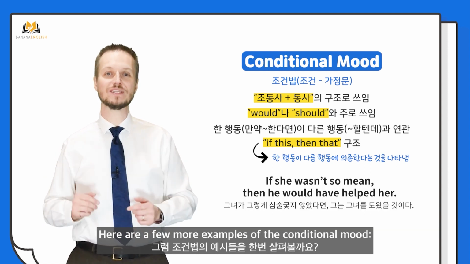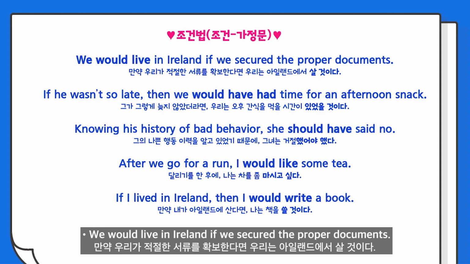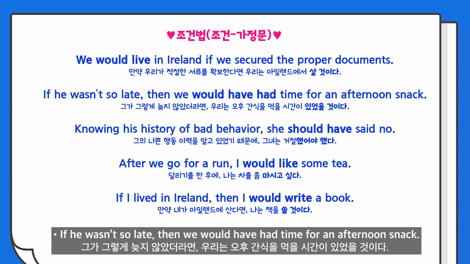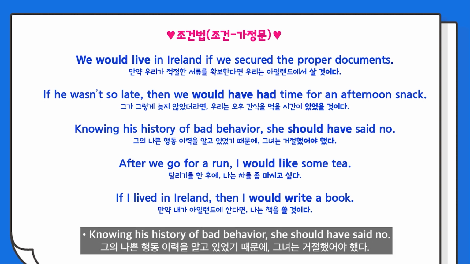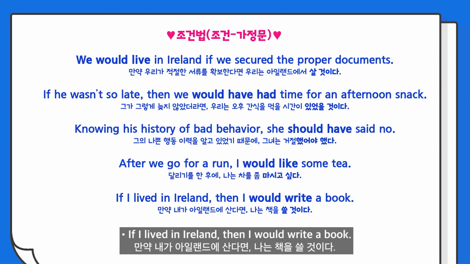Here are a few more examples of the conditional mood. We would live in Ireland if we secured the proper documents. If he wasn't so late, then he would have had time for an afternoon snack. Knowing his history of bad behavior, she should have said no. After we go for a run, I would like some tea. If I lived in Ireland, then I would write a book.